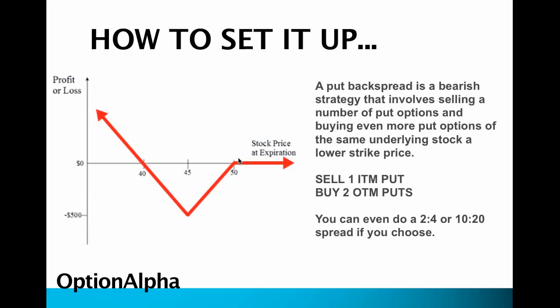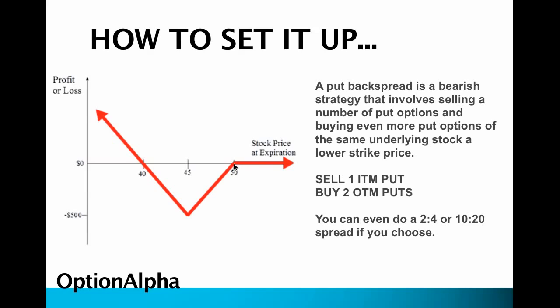Now, how to set this up, it's a little bit more complex than your average run-of-the-mill buying a call or selling a call. It involves selling a number of puts and then buying an even larger number of put options of the same underlying stock at a lower strike price. So let's go over this here. Typically what's going to happen is that you're going to sell one at the money put or in the money put option. Then you're going to go ahead and buy two out of the money puts, and always try to keep that ratio at 1 to 2. So you can even do a 2 to 4 or a 10 to 20, but as long as your ratio is about 1 to 2, you're going to be doing a good job on this bear put backspread.